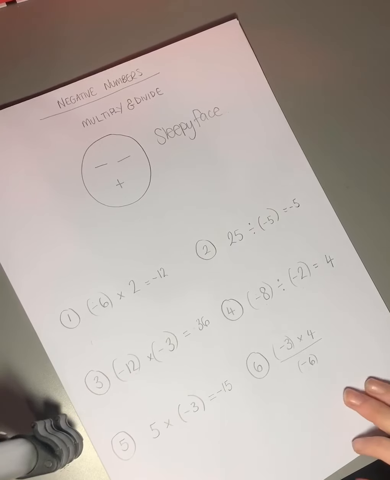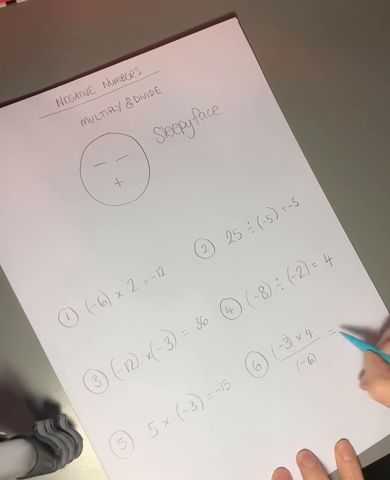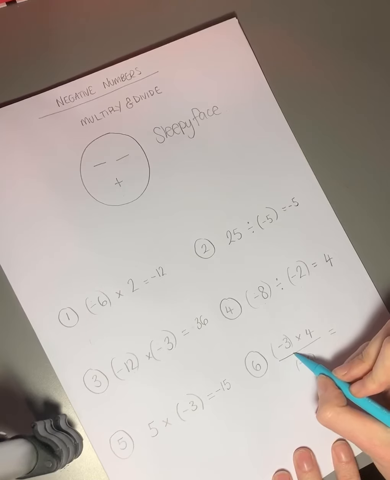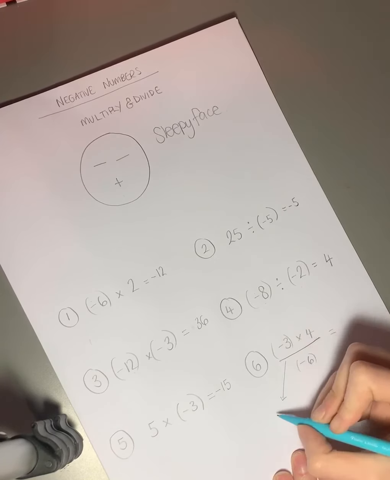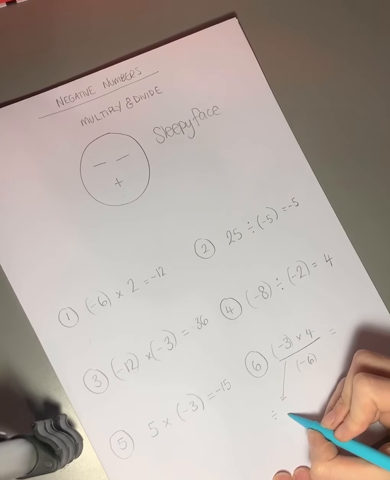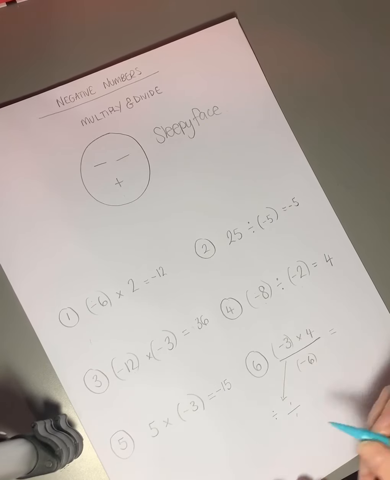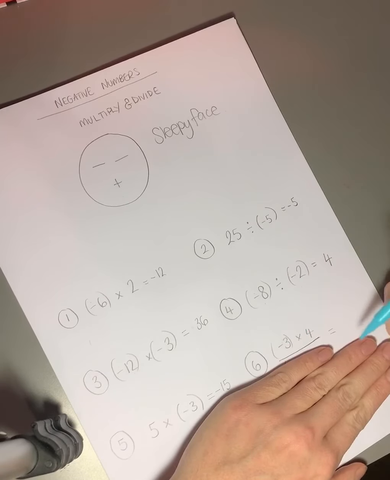Alright, I've pushed this last one a wee bit. So I've got -3 times 4, and it's written as a fraction, so it's all over -6. Fractions are just divisions. That line means divide. And if you think of it, if I've got a fraction symbol, I've got a number on the top and a number on the bottom, looks like a divide. So I'm just going to work out the top. So I'm going to work out what -3 times 4 is.